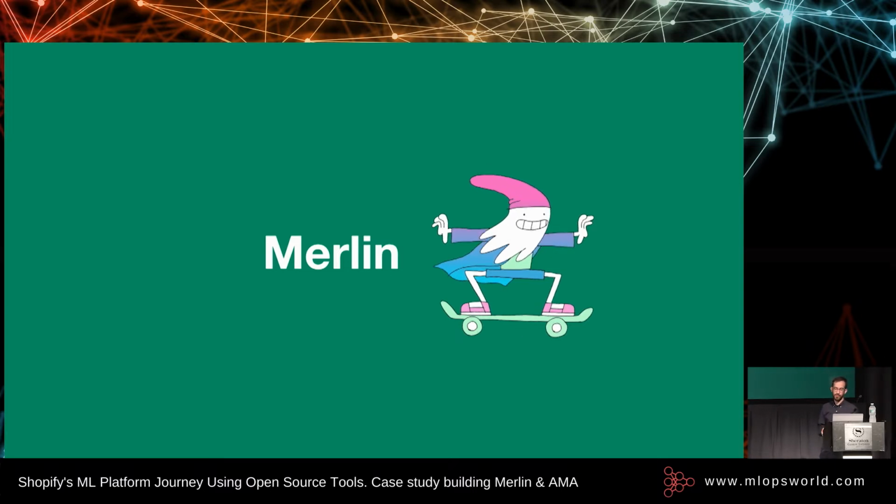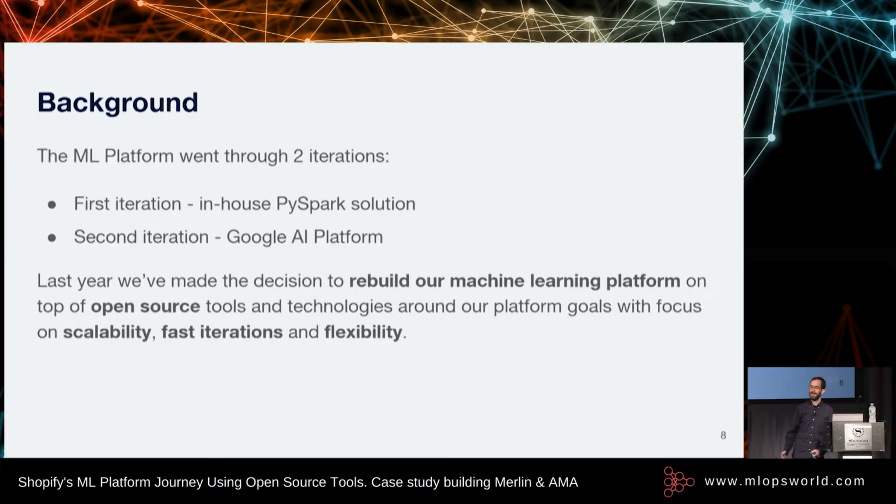Now that we know more about machine learning at Shopify, let's talk about Merlin specifically and how we built it. As a background, the machine learning platform at Shopify went through 2 iterations in the past, and it took a few years to get to where we are. The first iteration was built on top of an in-house PySpark solution, which is a legacy system that we use at Shopify. Because of different requirements, we started working on a second iteration a few years back, which was built on top of Google AI Platform, which is a managed service on GCP.